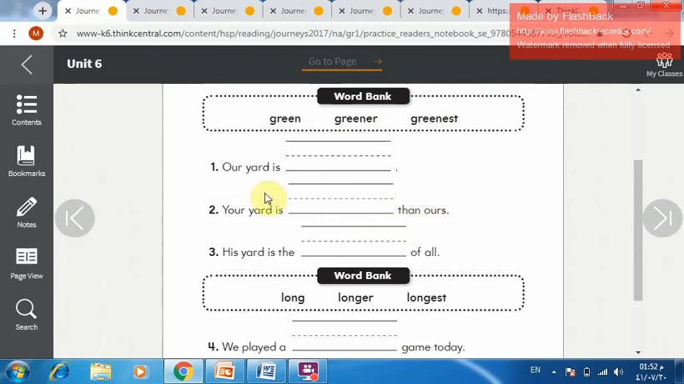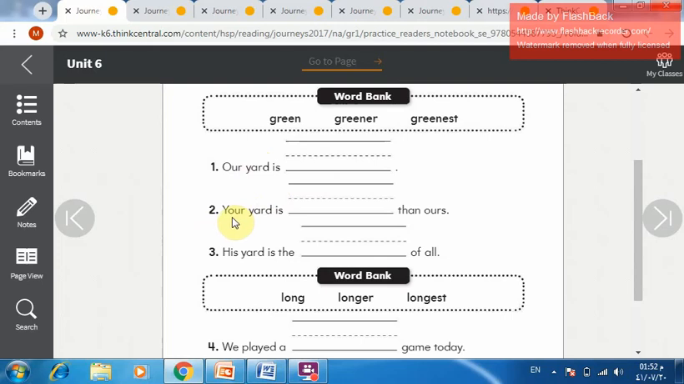Okay, am I comparing 2 things here? No. Okay, next step, look for keywords. Do you have than? So that I can use this one, the one with the R? No. Do I have the, to use this one? No. Then obviously I'm talking about only one thing. Our yard is green. That's an adjective describing the noun yard. Yard is a place. That's it.